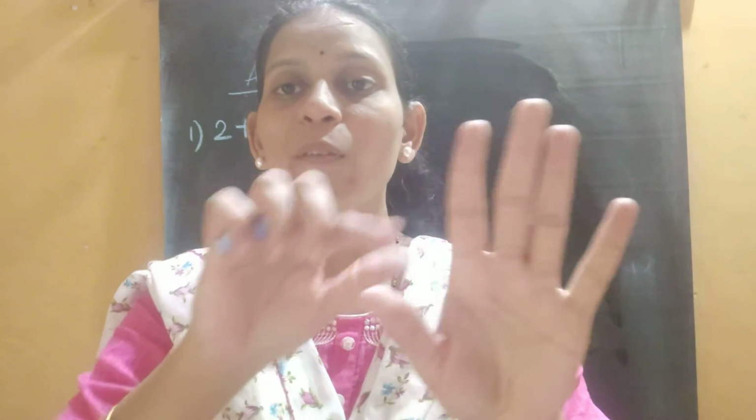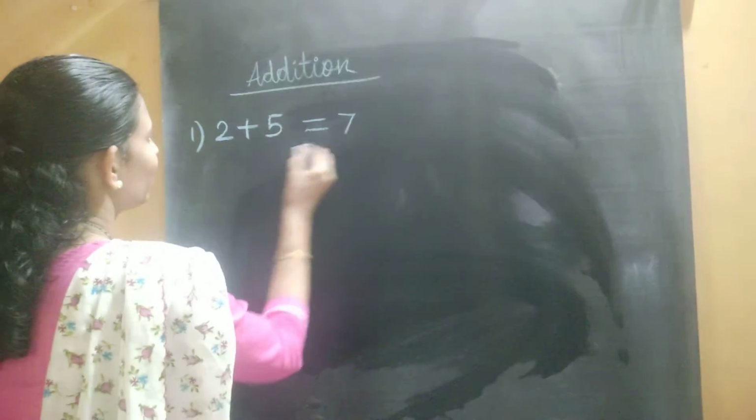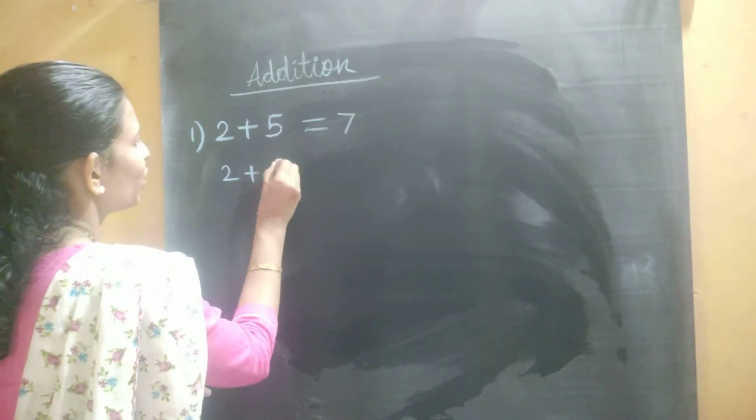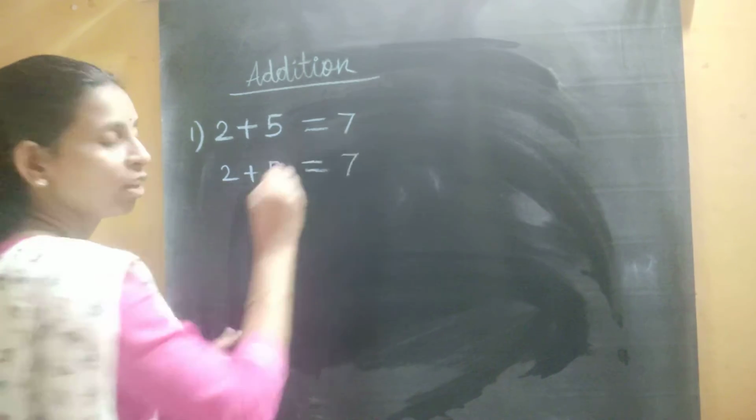Okay. And then how did Yash count? Yash also took 5 fingers and 2 fingers. But the only difference is he did not start like 1, 2, 3. After 5 he directly counted only 2 fingers. After 5: 6 and 7. Just listen carefully. 5, 6 and 7. Directly he wrote the answer 7. 2 plus 5, answer is 7.